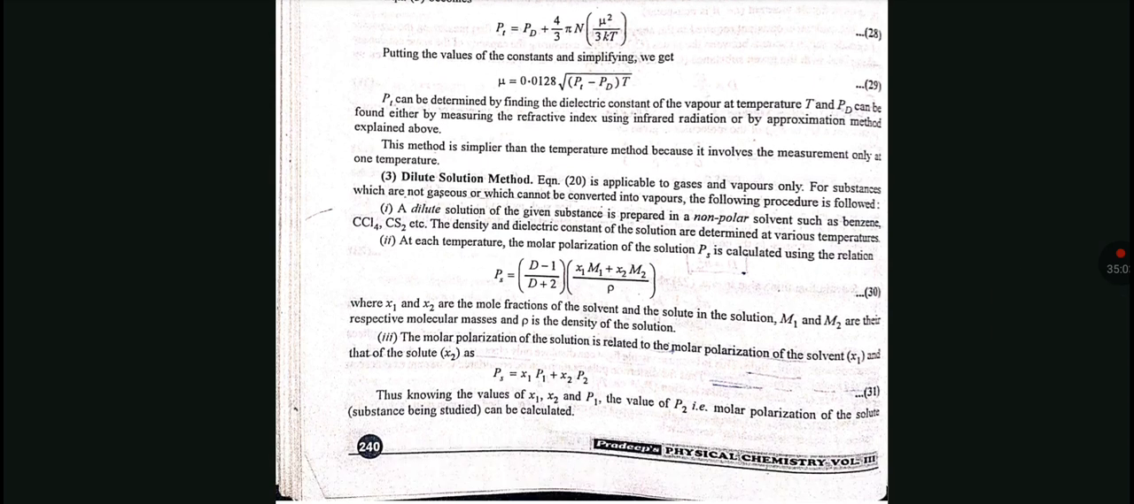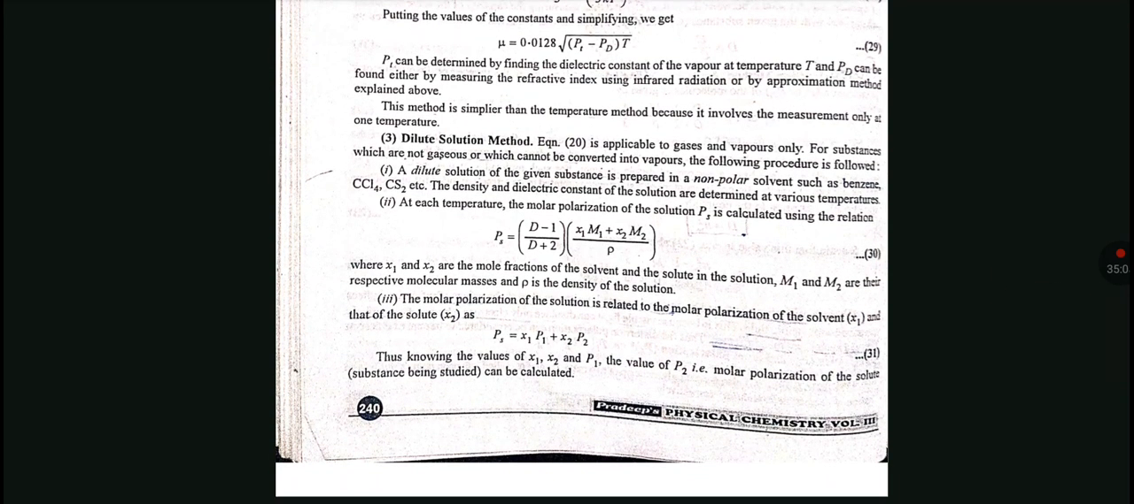The density and the dielectric constant of the solution are determined at various temperatures. At each temperature, the molar polarization of the solution, P12, is calculated using the relation, where x1 and x2 are the mole fractions of the solvent and solute in the solution, M1 and M2 are the respective molecular masses, and ρ is the density of the solution. The molar polarization of the solution is related to the molar polarization of the solvent and solute, x1 and x2, as P12 = x1 P1 + x2 P2.